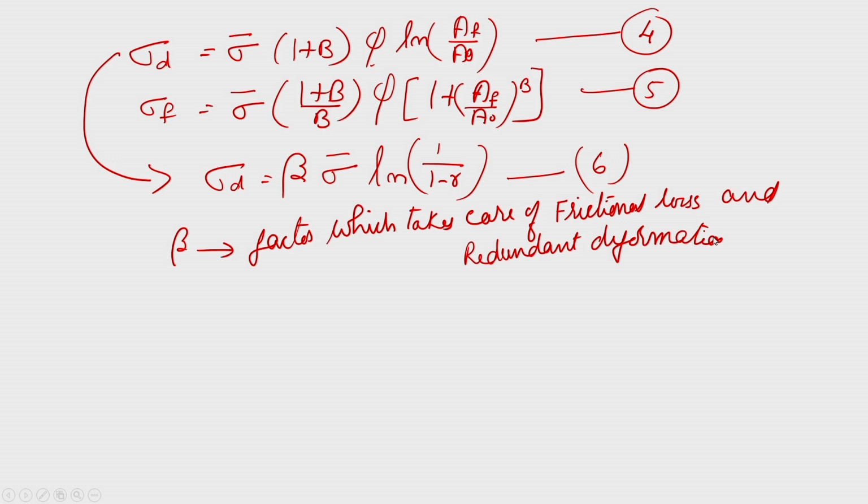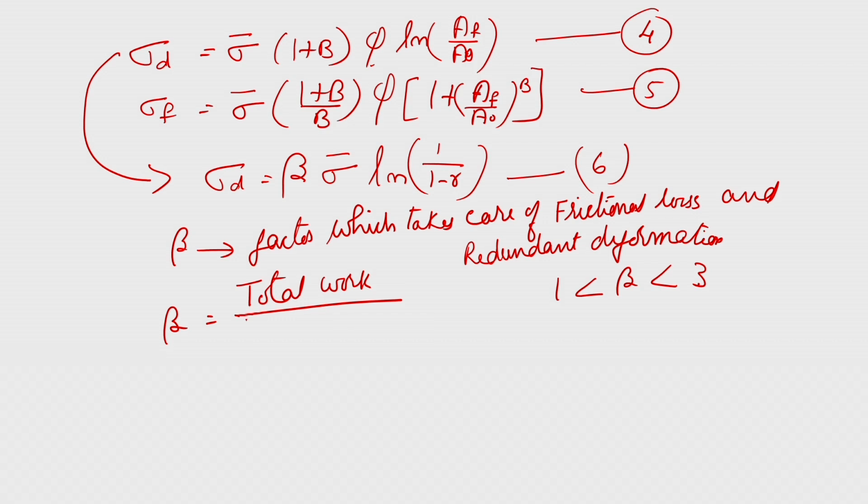So, that is why this beta is introduced, and generally the value of beta is between 1 and 3. Where beta is nothing but the ratio of the total work including friction and redundant deformation to the work for homogeneous deformation.